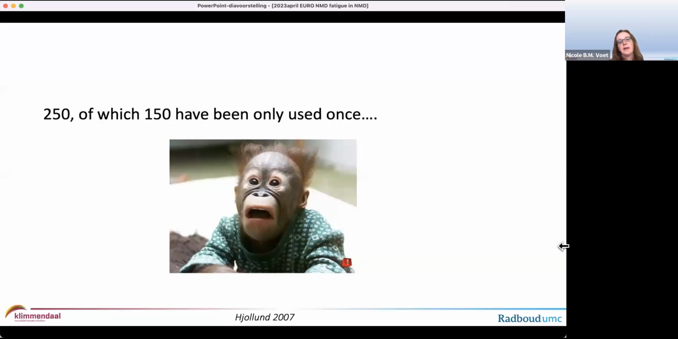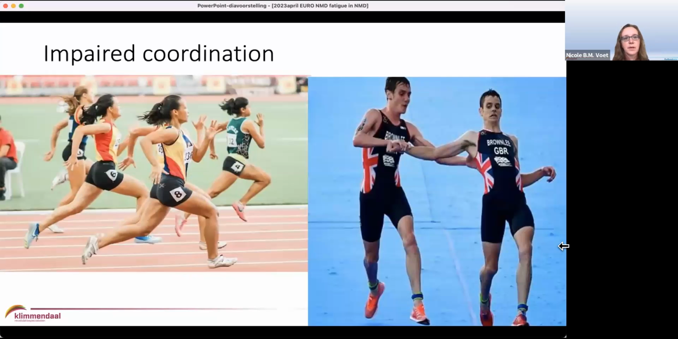250 questionnaires. And that was already in 2007, and now we are almost 20 years further, so maybe there are 500, but that's not the most important thing. The most important thing is that only 150 of them have been used only once. So think back on the definition in the beginning, because it's very difficult to measure fatigue with all the different components, and especially subjective fatigue. So very difficult to measure.